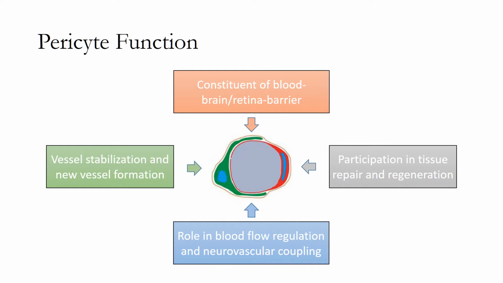This is a summary of the more important pericyte functions as a constituent of the blood-retina barrier. They are vessel stabilization and new vessel formation, blood flow regulation and neurovascular coupling, and participation in tissue repair and regeneration.